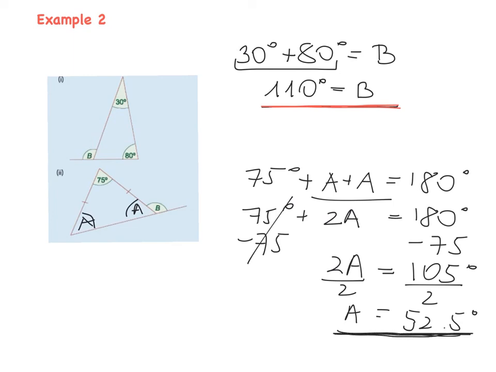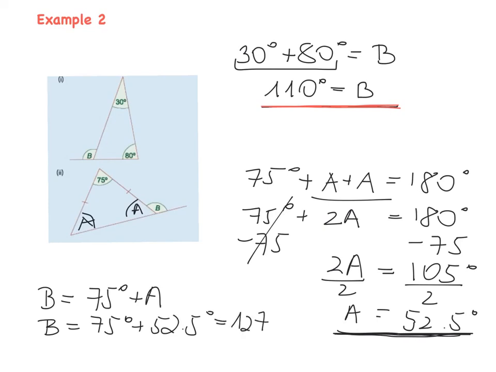Okay, we have A now, but that's not finished yet. We need to find what B is. We know that B is 75 degrees plus A. So B is 75 degrees plus 52.5 degrees, and that is 127.5 degrees, and this is the answer. So sometimes where we're missing interior angles, we need to look at the properties of the triangle, or we need to look back at other theorems we can use.